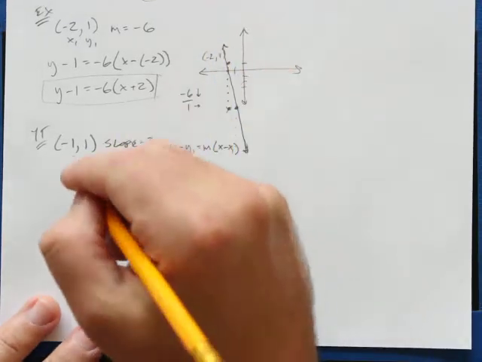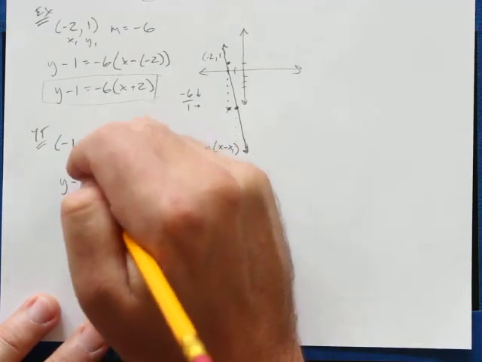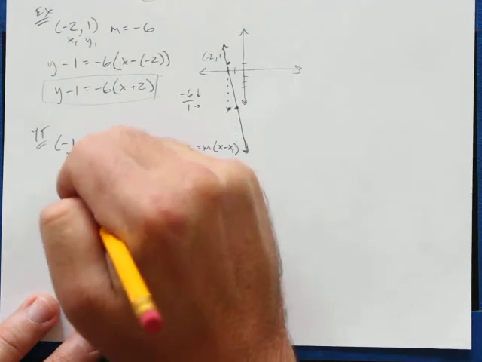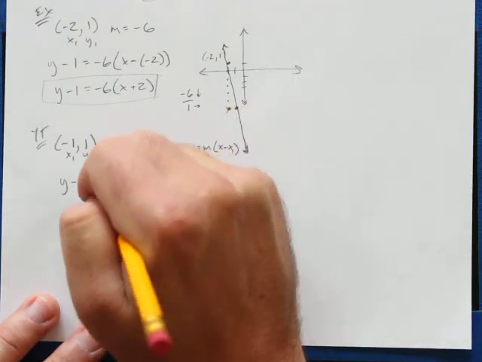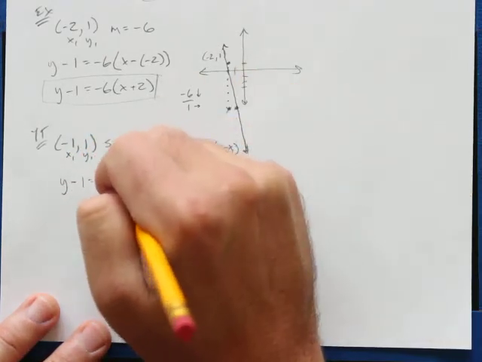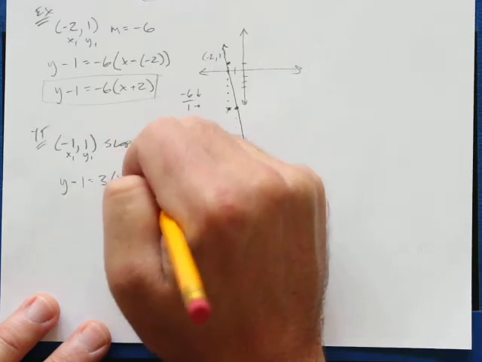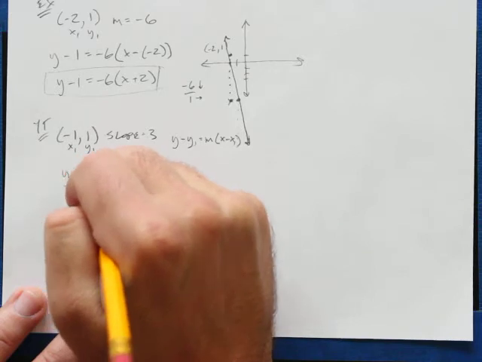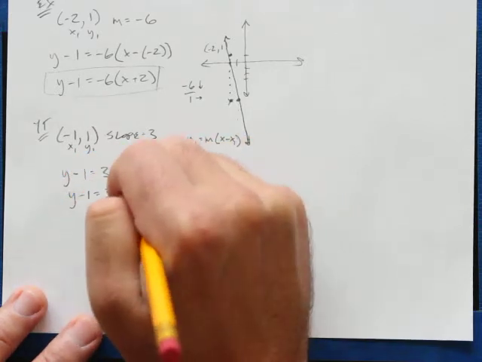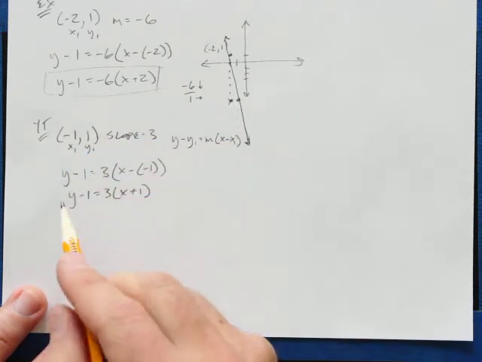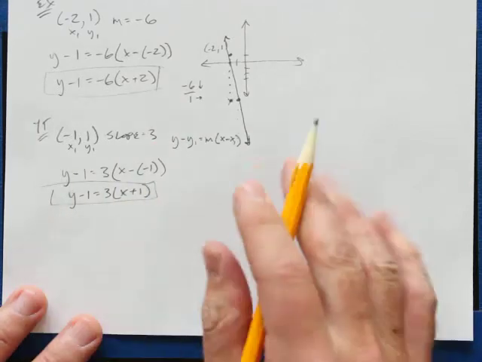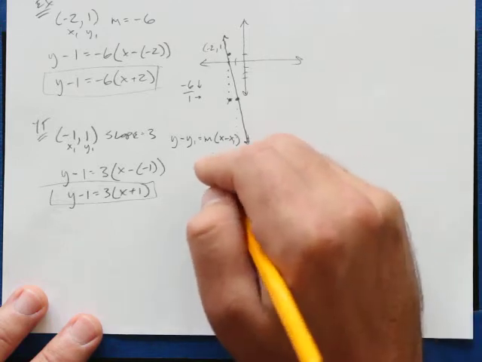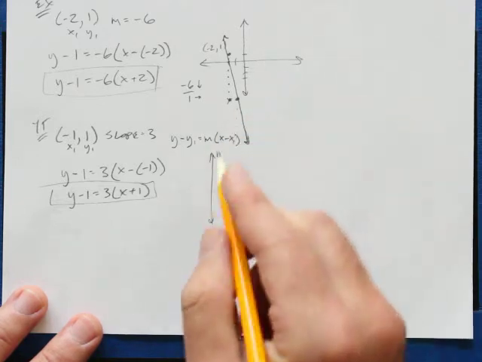All right, welcome back. Let's see how you did. Y minus y1, oh, let's label first. That was a close one. Y minus y1 equals slope, which is 3, times x minus x1, which is -1. So we clean up that mess. Y minus 1 equals 3 times x plus 1. And there I have my point-slope form.